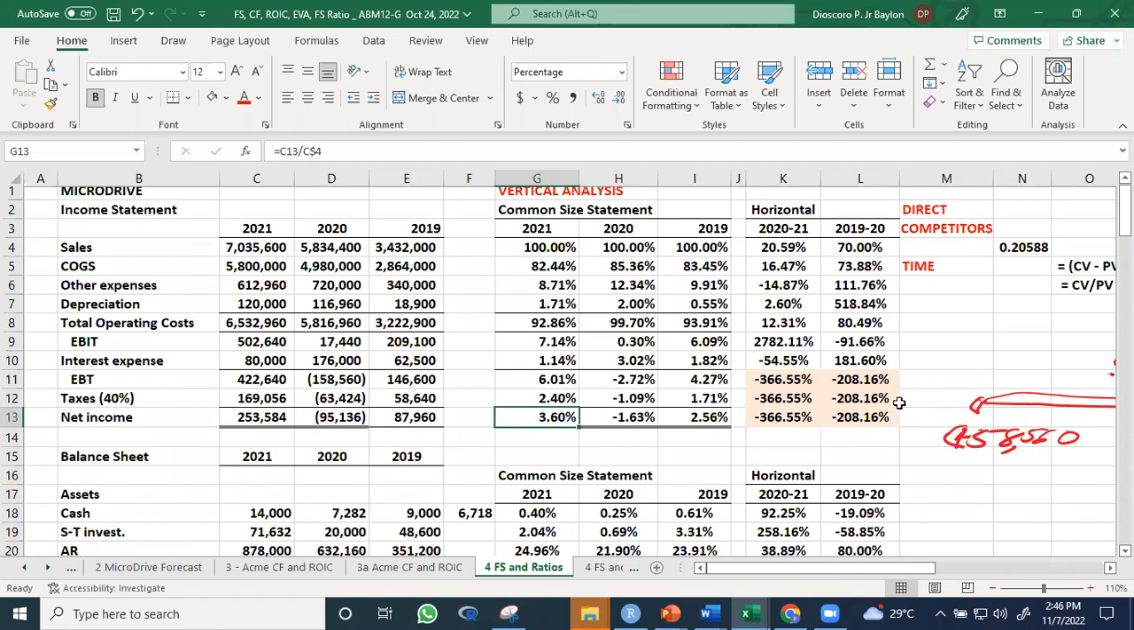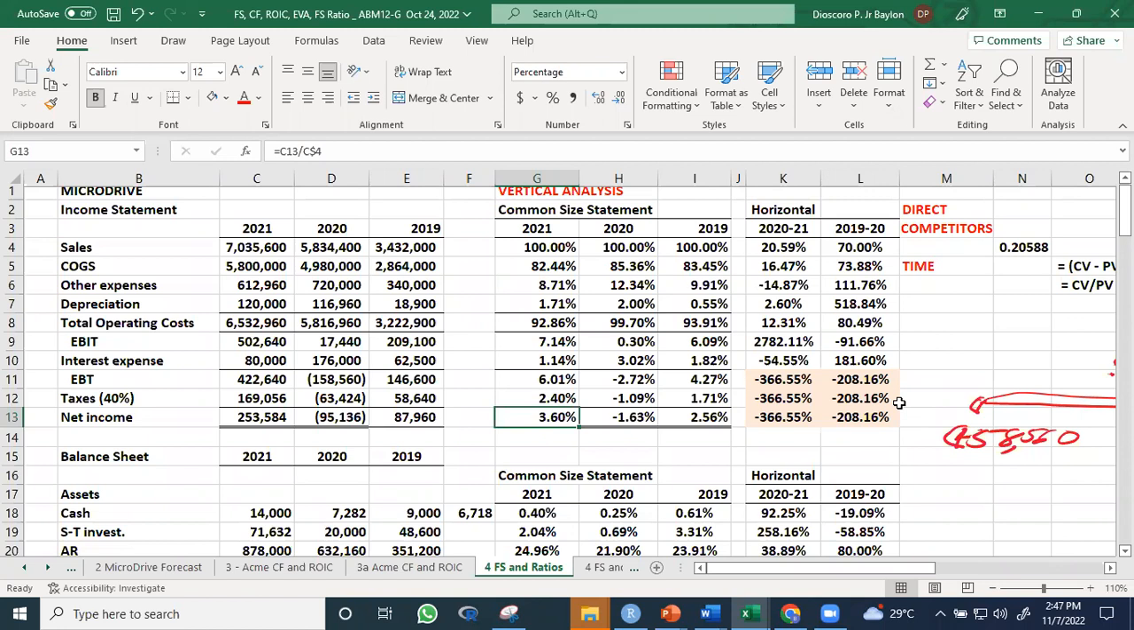So we can say that 2021 was a better year compared to 2020, because in 2020 the profit margin was a loss of 1.63%, while in 2021 the company was able to recover and generated a positive profit margin of 3.6%. Then we can compare that with 2019 and say that compared to 2019, 2021 was a better figure. This actually can be seen in what we call the horizontal analysis.